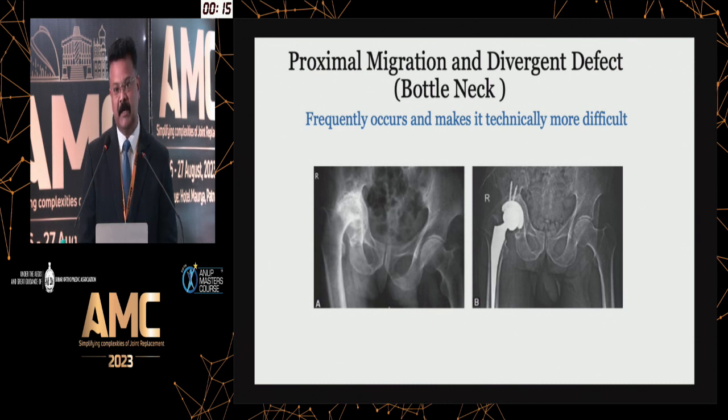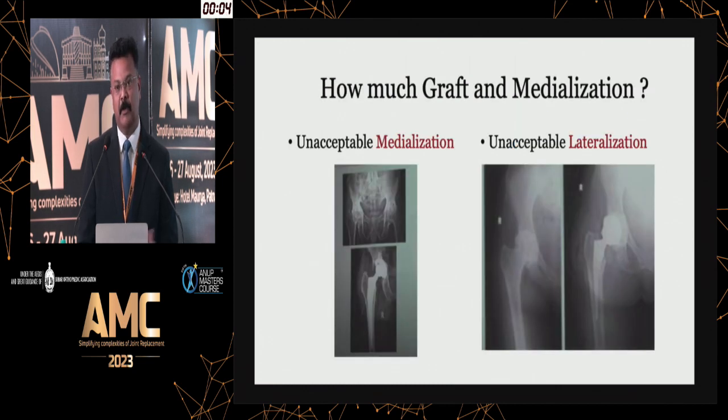Now, when we're looking at these things, we also need to look at whether there is proximal migration and if it's a divergent defect. This is a bottleneck kind of defect, and these frequently make it technically more difficult. Now, how much of graft to put and how much of medialization? This is almost always the question which plagues all of us. Now, this is an example of an unacceptable medialization, and the second is an example of an unacceptable lateralization.